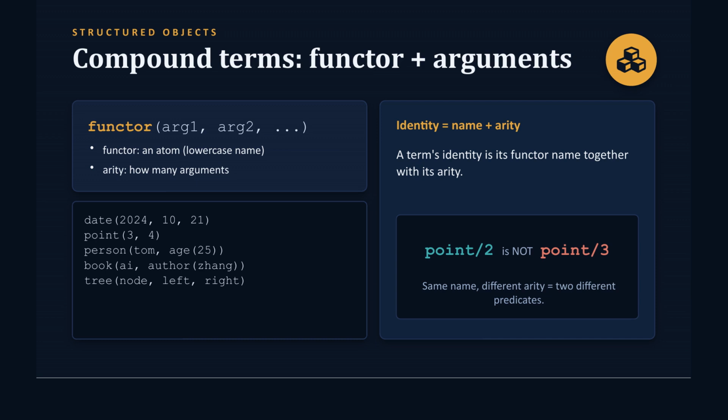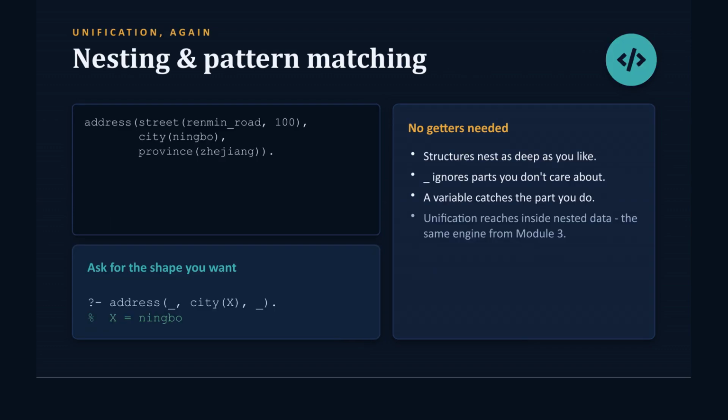Two things matter here: the functor name, and the arity, which is simply how many arguments it has. Together they form the term's identity. Point with 2 arguments and point with 3 arguments are completely different predicates. Prolog never confuses them. Because an argument can itself be a compound term, structures nest as deeply as you like. Here an address holds a street, a city, and a province, and each of those is its own little term.